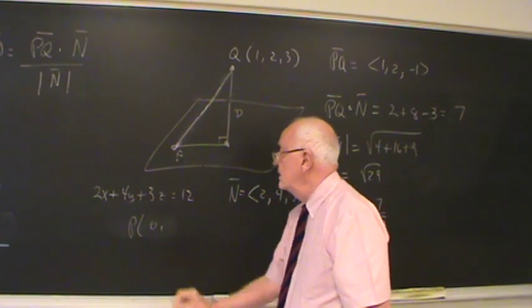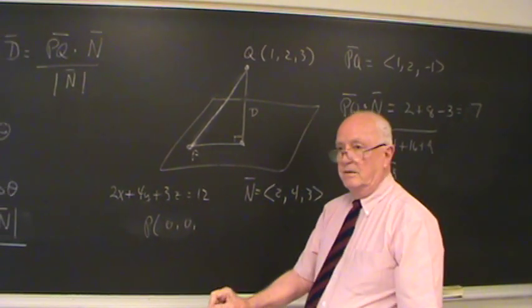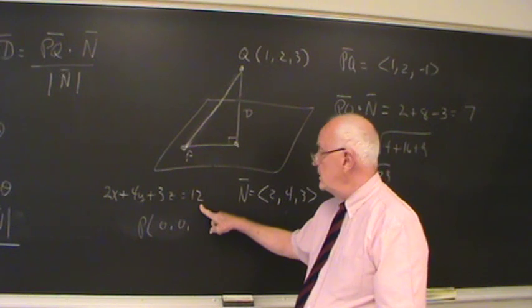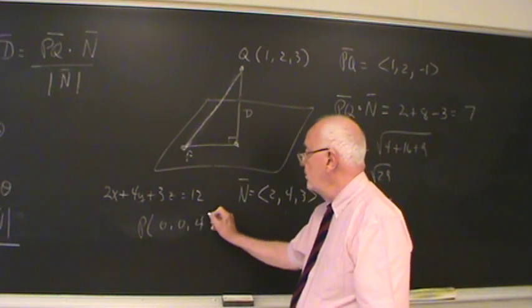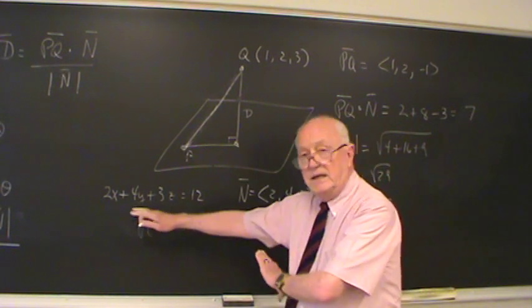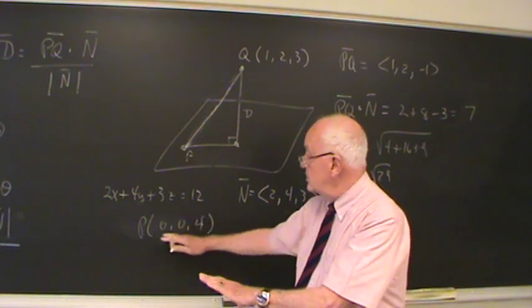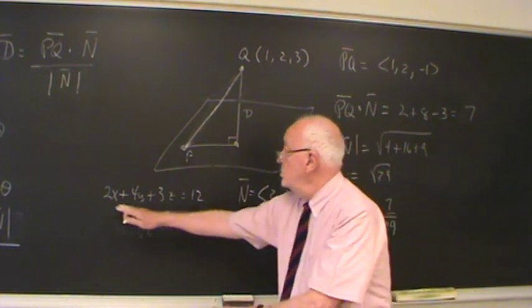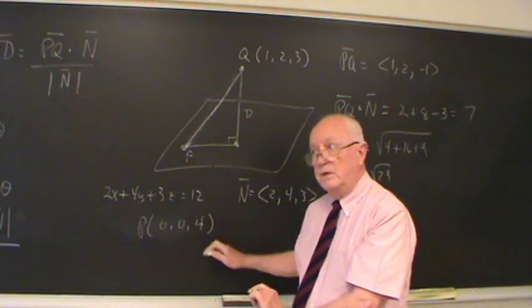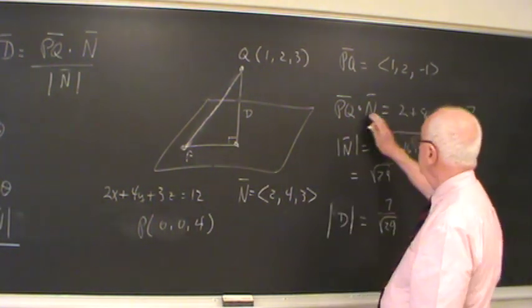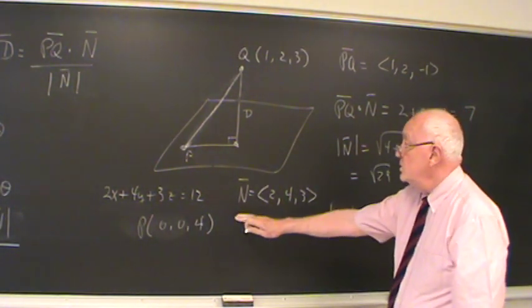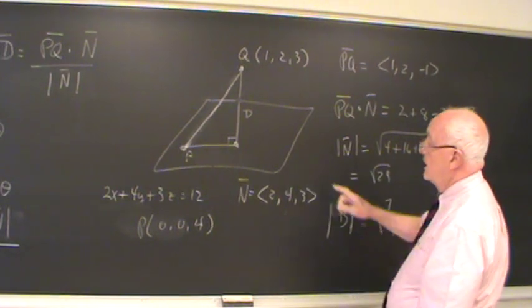Let x be 0. Let y be 0. And then 3z will be 12, so z will be 4. You can find any point on the plane that you like. This is just a convenient one. You could do 0, 0, 3 if you wanted to. So here is my point P on the plane, which is (0, 0, 4).